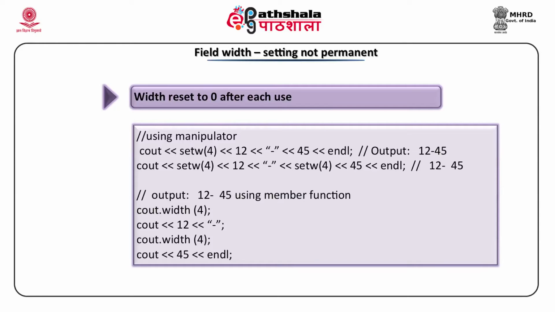If I want 45 also to be displayed using 4 positions, for example, then the width is to be specified again. Let us see this example. setw(4) 12 dash, again we say setw(4) and then we say to output 45. So, it will display space 1 2 dash space 45. Now, the same thing using member function. Instead of setw, we will be using width, and width is another thing, it is not returning reference to the calling object, therefore, we cannot cascade it, and therefore, we will have to use here in this case at least 4 such statements. We cannot write a single statement.